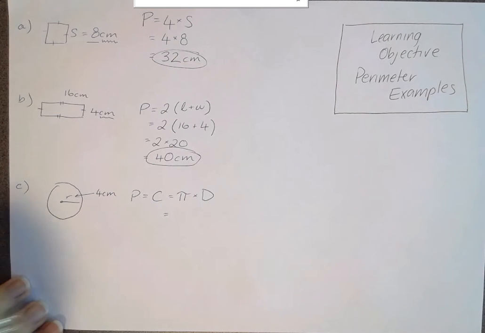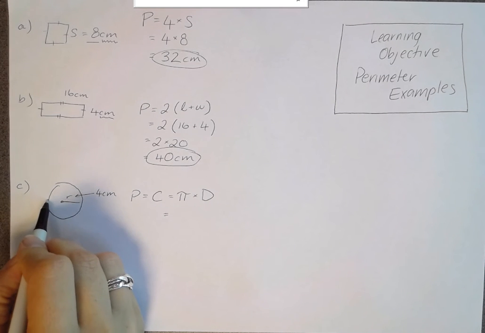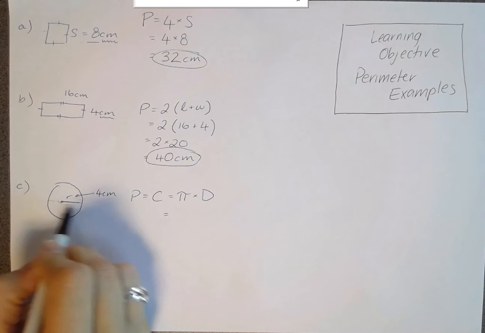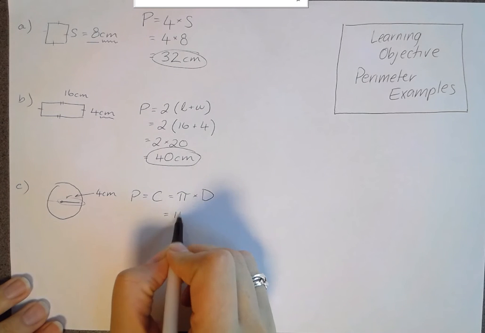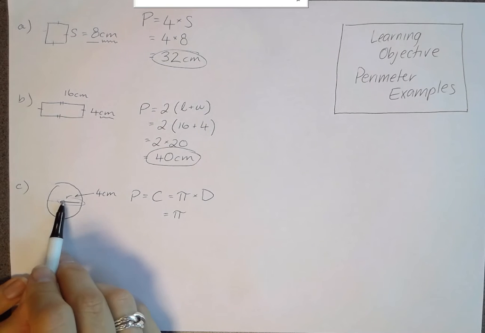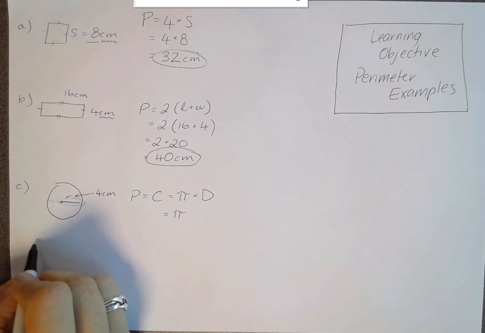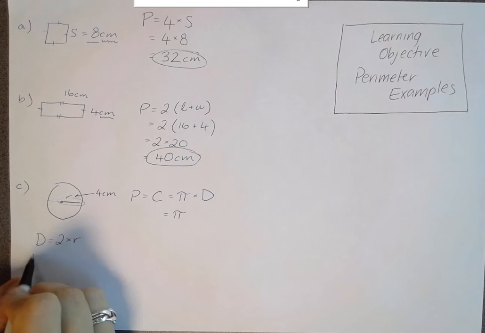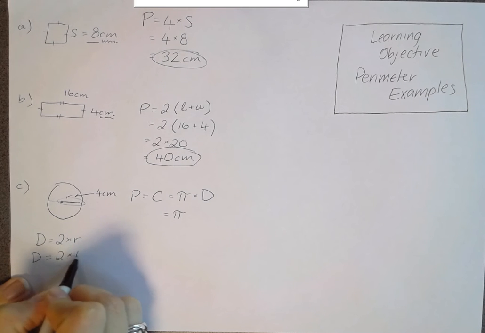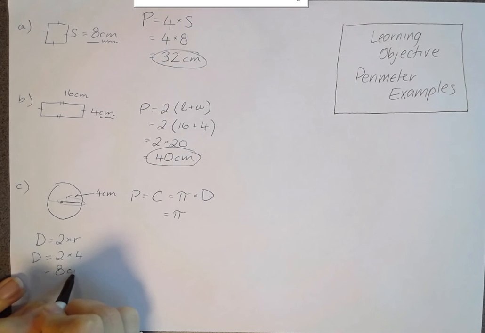This time we didn't give you the diameter because the diameter would be all the way across from here to here, but we only have this section here from the center out to the edge. So we have to think about something else. We're not looking at a diameter here, we're looking at a radius, and we know that diameter equals 2 times the radius. So our diameter will equal 2 times 4, which is 8 centimeters.